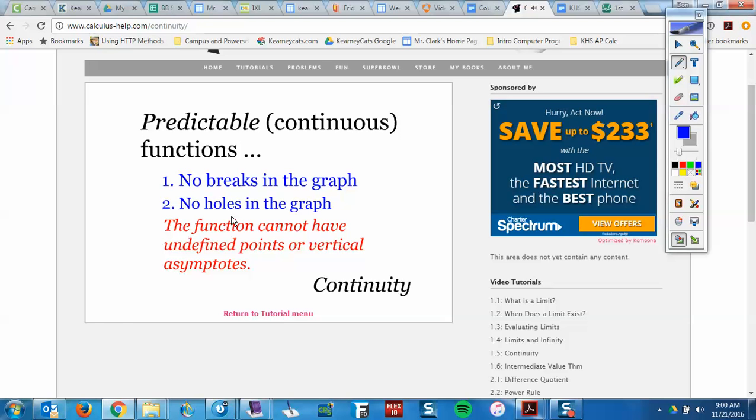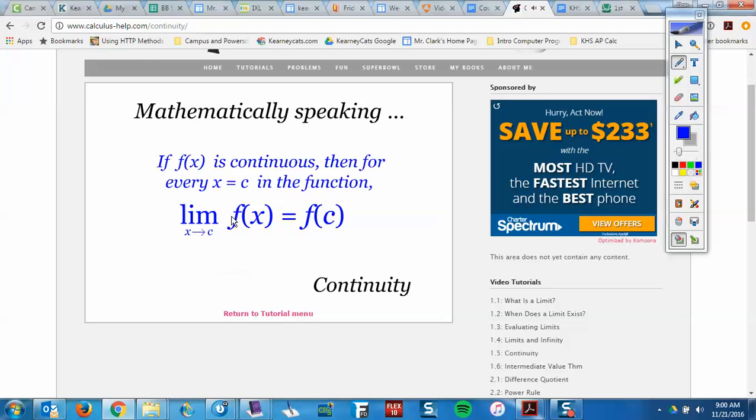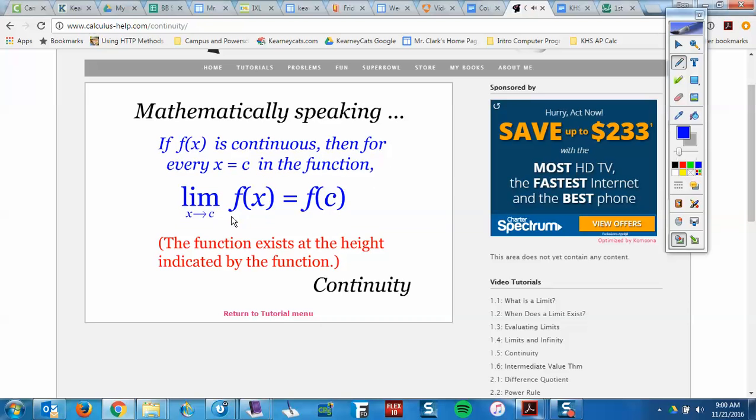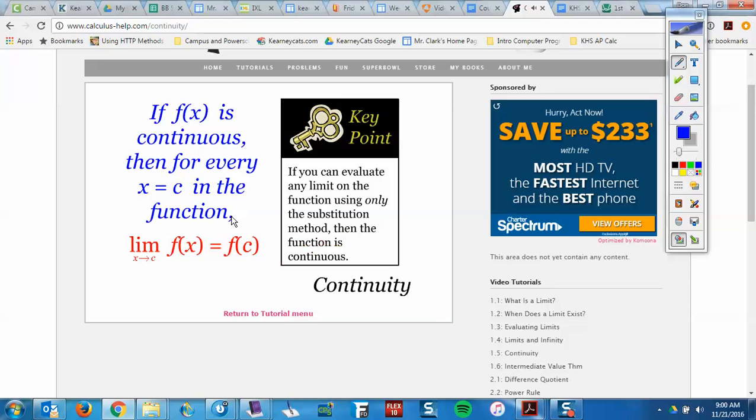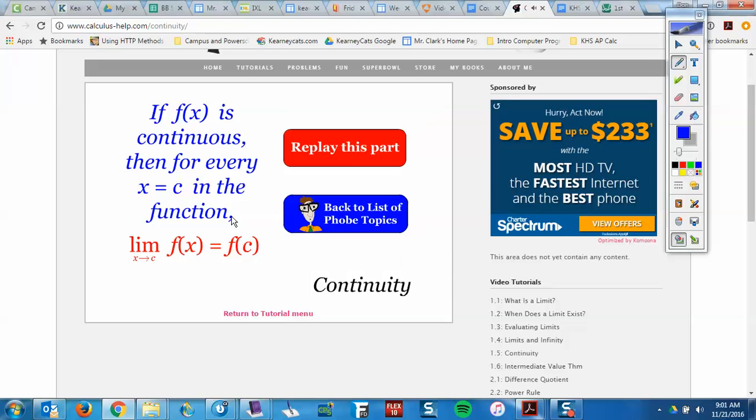Mathematically now, we say that continuous functions have this property. For every x equals c in their domain, the limit as x approaches c of f of x is equal to f of c. In other words, not only does the limit exist at every point, but the height the function reaches for every x matches the limit. How can you tell if this happens? It seems pretty complicated. It's actually easy. If you can evaluate any limit on f of x using only the substitution method, then the function is continuous. And that's all there is to it.